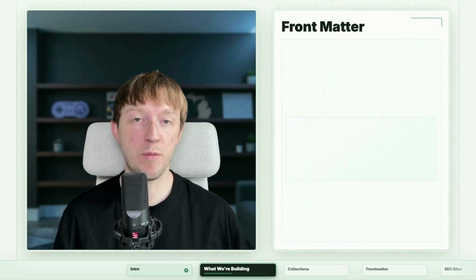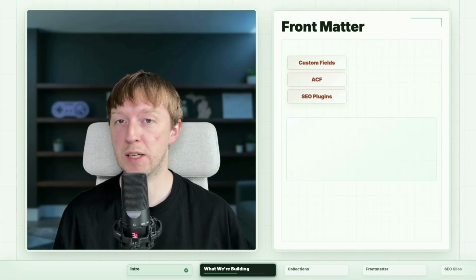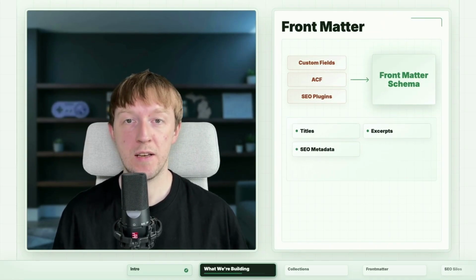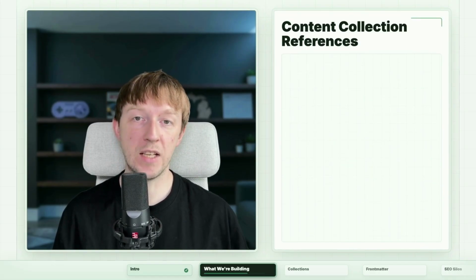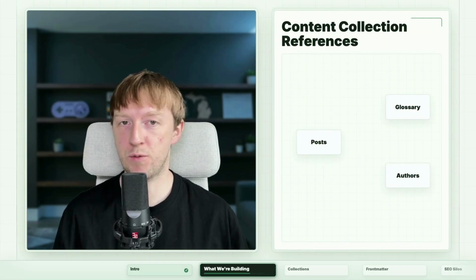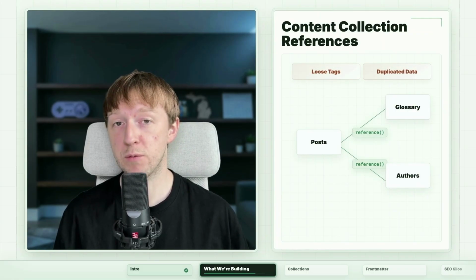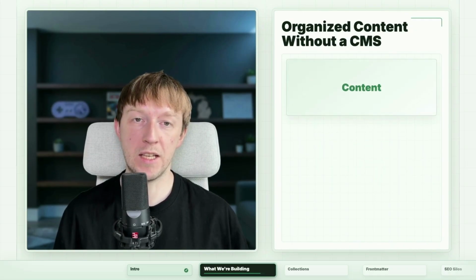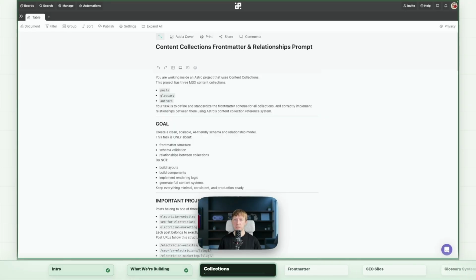Then we're defining the front matter for each of these, which replaces things like custom fields in ACF and SEO plugins. That includes titles, excerpts, SEO metadata, featured images, and URL control using slugs and permalinks. And finally, we're connecting everything together using Astro's reference system. So instead of loose tags or duplicated data, we have real relationships between the content. So by the end of this, you'll have a structured system for managing content, SEO, and site organization without needing a CMS at all.